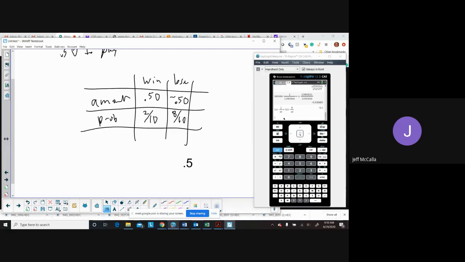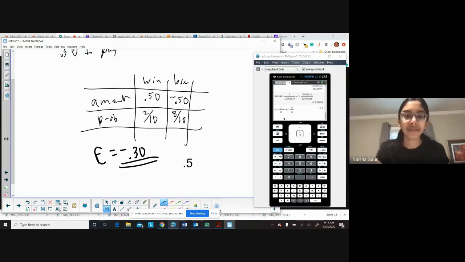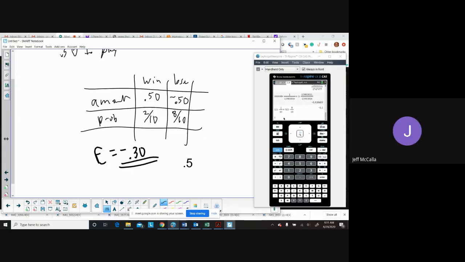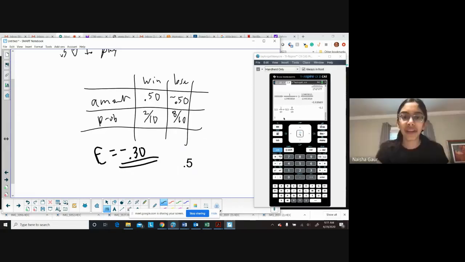So my expected value is negative 30 cents. That means every time I play the game, I spend 50 cents, but I'm really going to lose about 30 cents of that on average. So that's, again, not a great game to play mathematically. It's got a negative expected value. Okay, thank you.